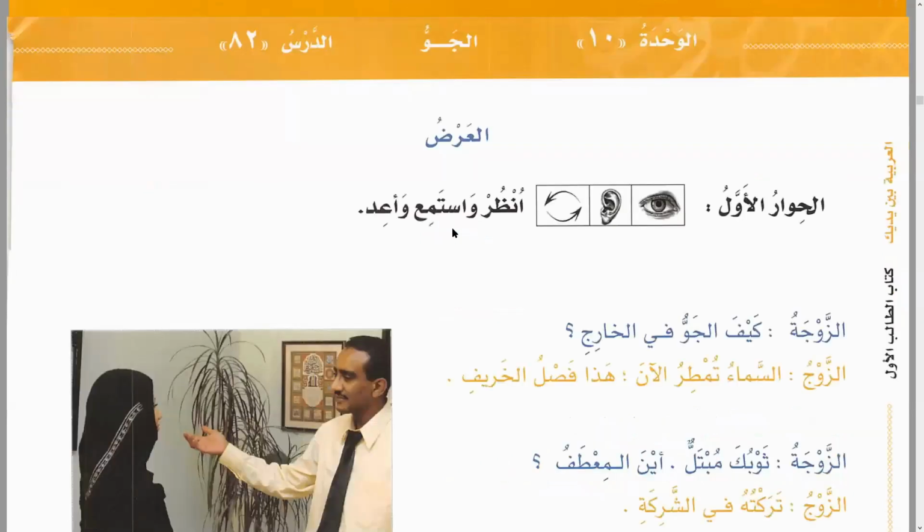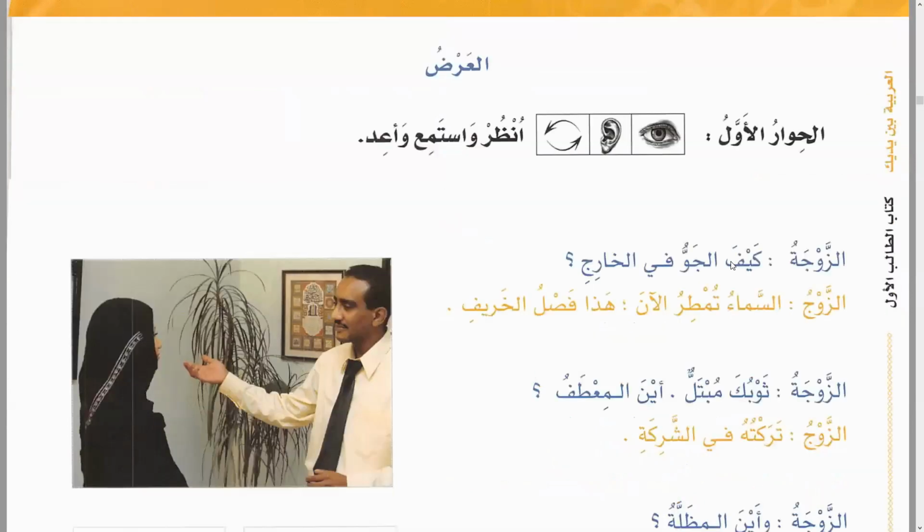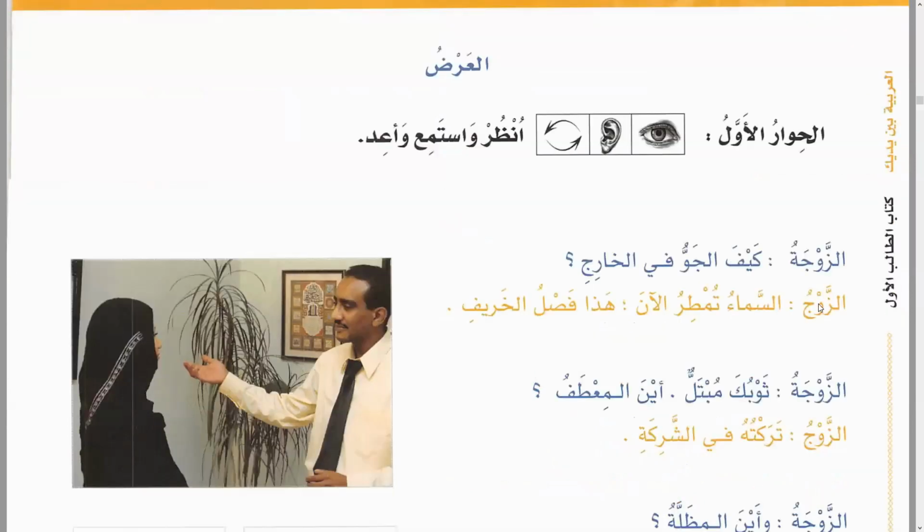Unzur wastama' wa'id. This is between the husband and the wife. Az-zawjatu waz-zawju, the husband and the wife. Remember, zawj could be used both for the husband and for the wife. Zawj is the classical usage, but you can say zawja for wife also. The wife can also be called zawja.